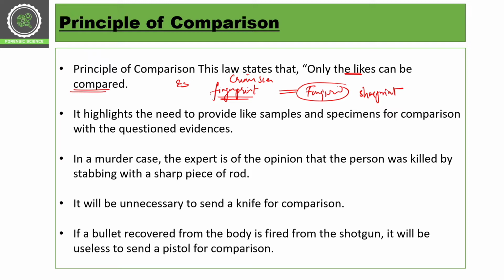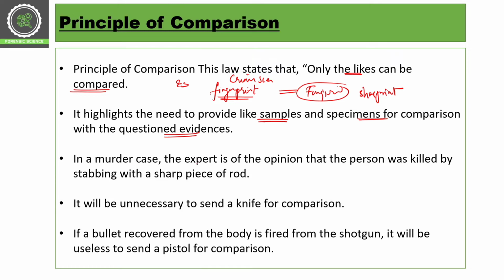You can compare a fingerprint with another fingerprint, you can compare a shoe print with another shoe print, or you can compare your chemical with another suspected chemical. You cannot compare a chemical with a fingerprint, we cannot compare a shoe print with, let's say, some other chemical or bullet, etc. It highlights the need to provide like samples and specimens for comparison with questioned evidence. And forensic science majorly depends on comparison, right?